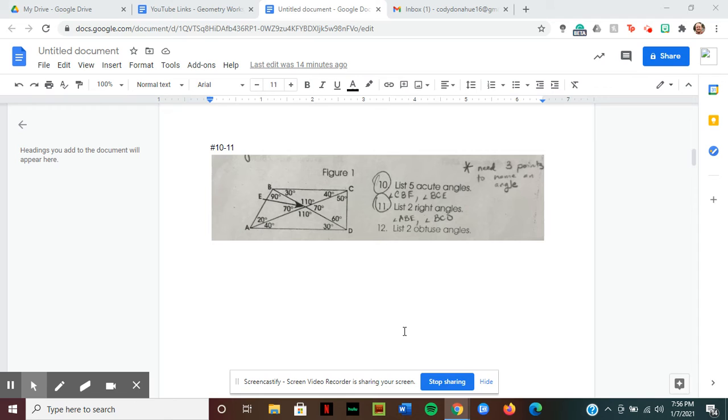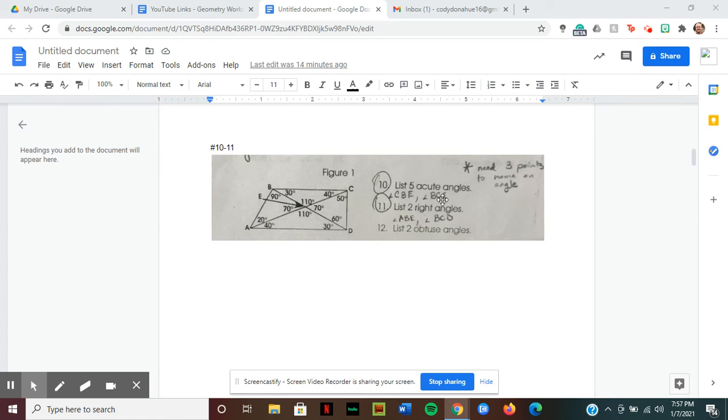Number 10 asks us to list 5 acute angles. Again, acute angles are going to be angles that have a measure of less than 90 degrees. We do have a lot of values in here that are less than 90. We see 30, 40, 50, 60, 30, 70, 70, 20, 40. So we see a bunch of different values, but we need to make sure that whenever we're listing the angle, we use 3 points.